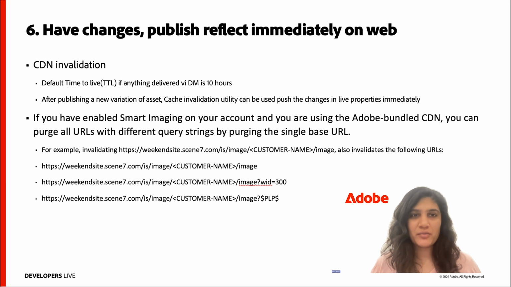In this section, we'll talk about how changes made to an already published asset can be reflected in the live URLs immediately. The reason why it's not immediate by default is that dynamic media is backed by CDN, which has a time to live or TTL value of 10 hours. By default, every 10 hours, the latest version of image or any asset is pulled and make sure that any changes are reflected. In a scenario when you want to immediately reflect your change, you can use cache invalidation method. Let's see how it's done.